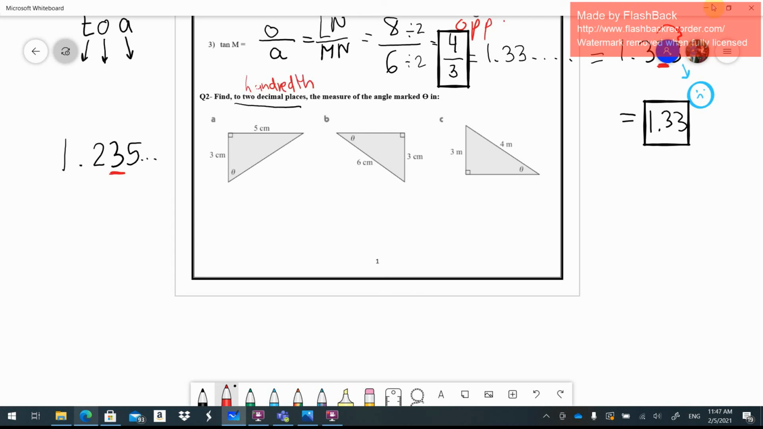The measure of the angle marked theta in these following examples, A, B, and C. Let me start with A. Always when you want to find the angle, you use the shift key in this case. I'm going to elaborate now. What do I mean? So let us find where is my angle theta in part A. This is my angle theta here.